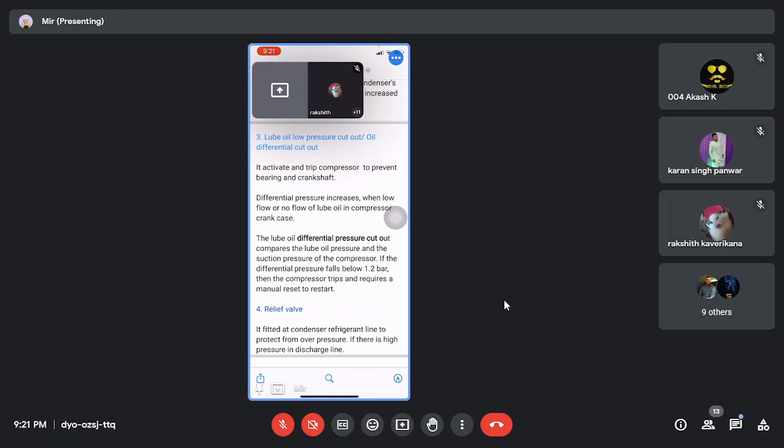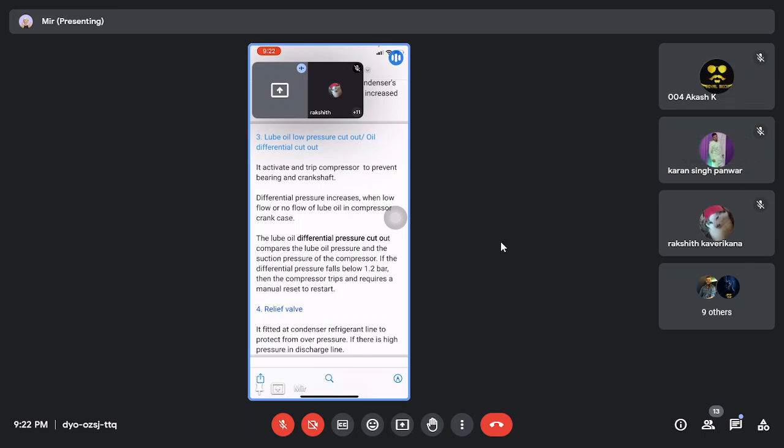Do you have any questions on point 4? Anyone? Why is it fitted in the condenser? Why can't we keep it at the discharge of the compressor? The discharge of the compressor also has a bursting disc. So for safety purposes, there is also that.